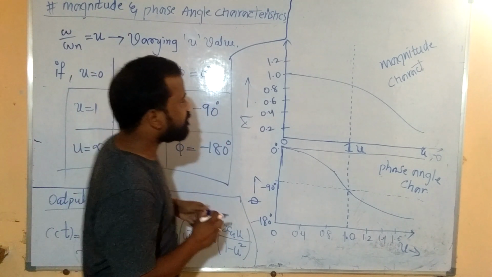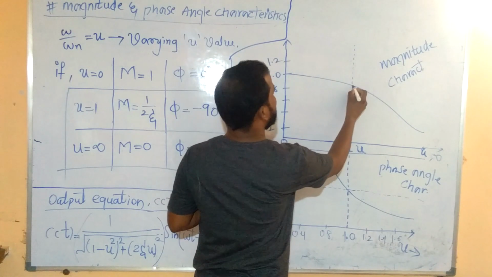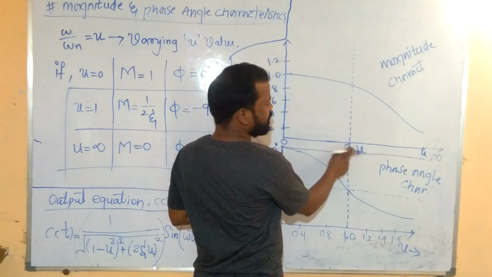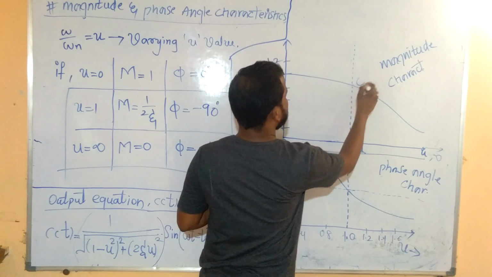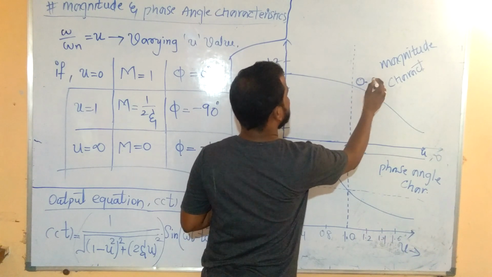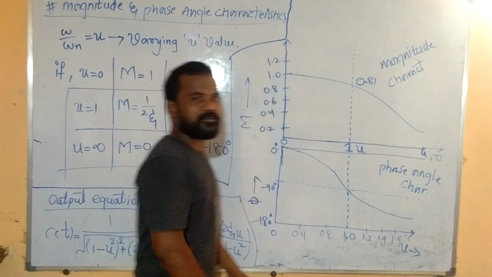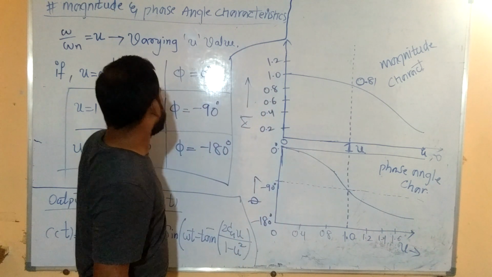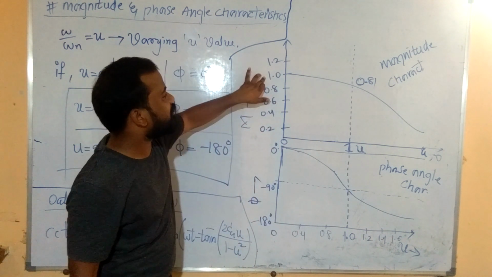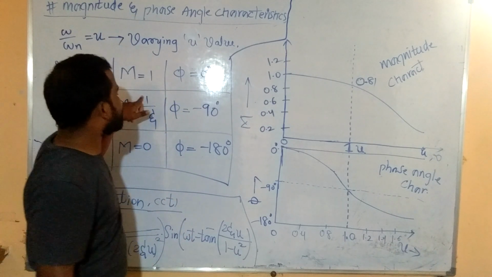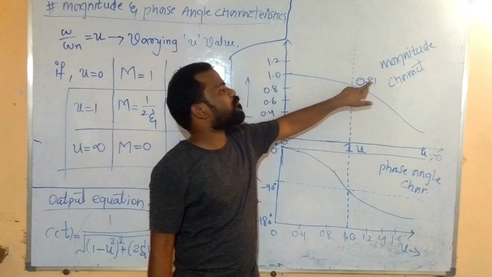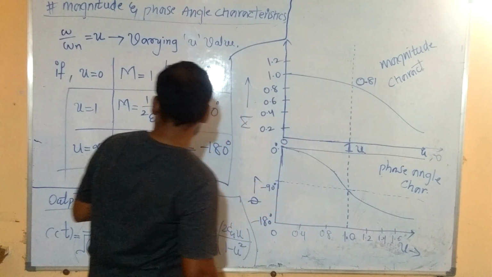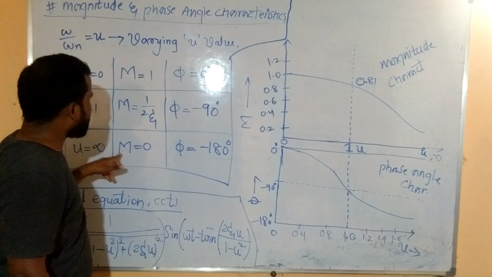Clear? So that's why, when u is equal to 1, I am taking, for example, 0.8, 0.81. So here when u is equal to 0, m is equal to 1. When u is equal to 1, m is equal to 1 by 2 with the help of zeta; I am just taking 0.8, no problem. And here when u is equal to infinity, m is equal to 0.